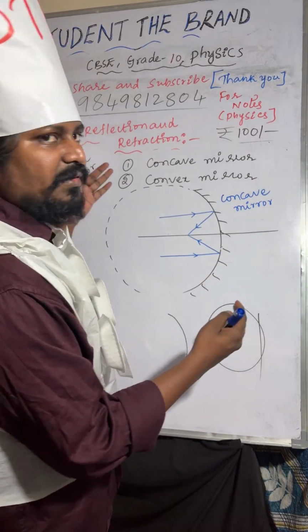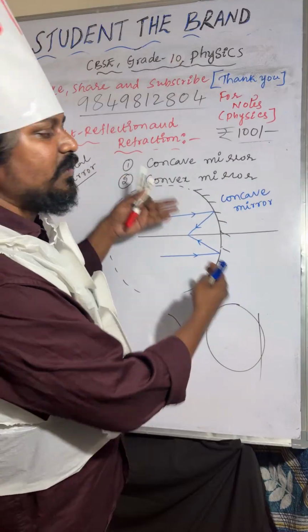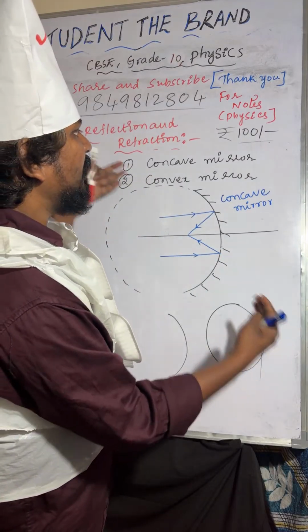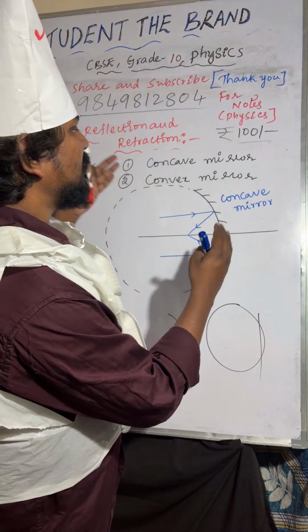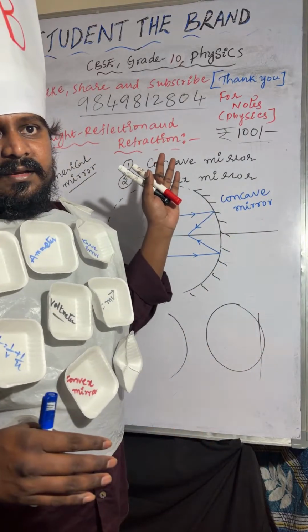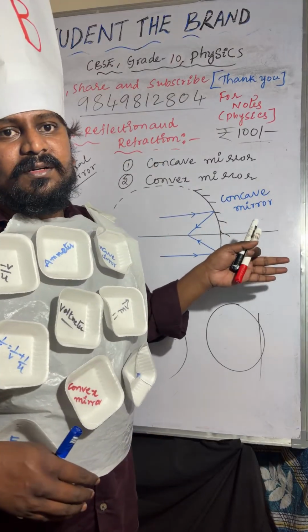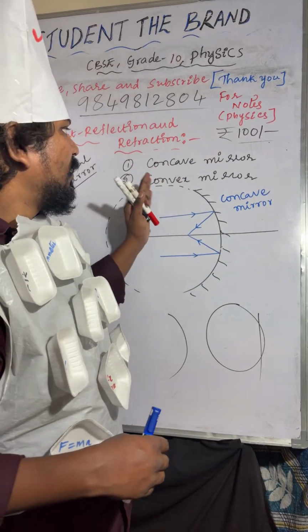Light rays after reflection are moving towards the principal axis, coming closer to it. That's why it is called a converging mirror. Reflection takes place inward and the coating will be outward. So that is about the concave mirror.